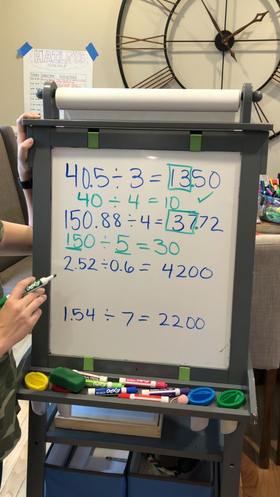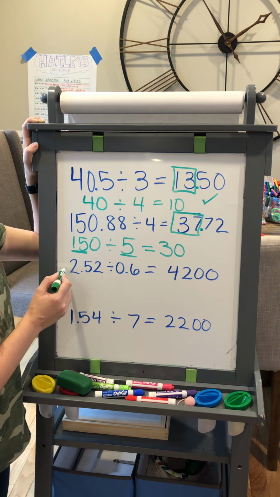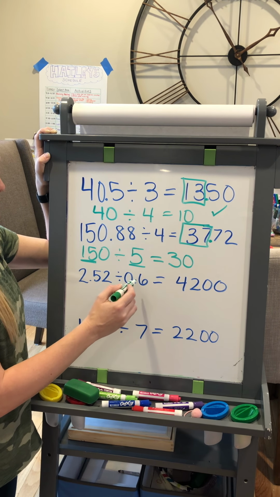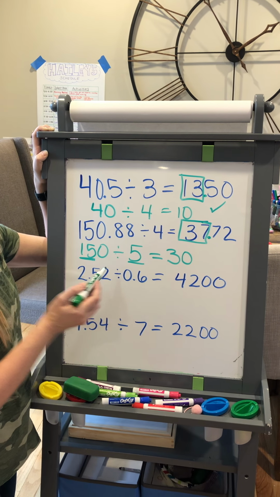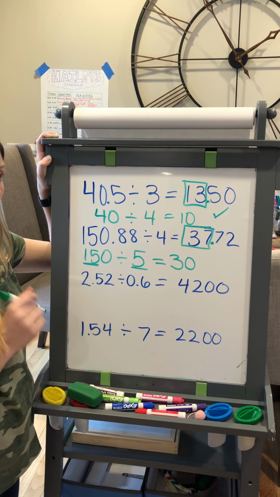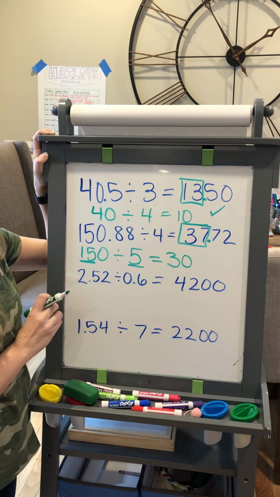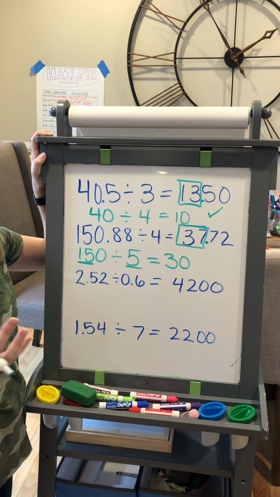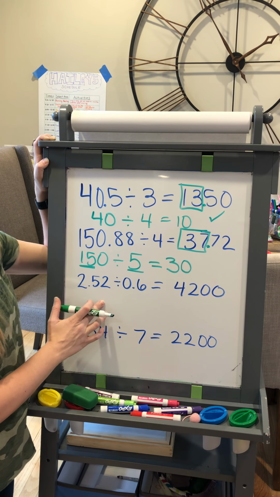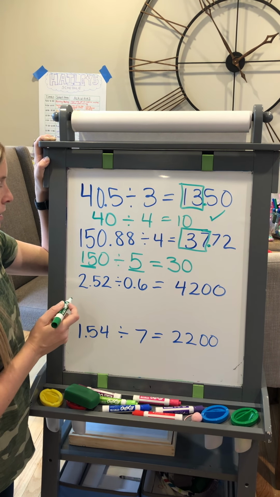When I take a look at this next one, I notice here that this number, 2 and 52 hundredths, is very small, and this number, 6/10, is less than a whole. So if I think about taking a whole and breaking it up into really small pieces, smaller than what it already was, I'm going to have a lot of them in the end. So this means that my answer is going to get larger. So I need to keep that in mind as I divide.